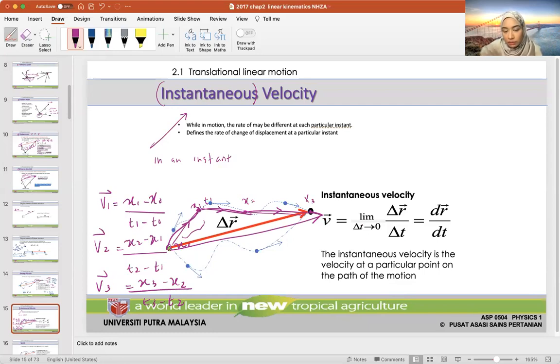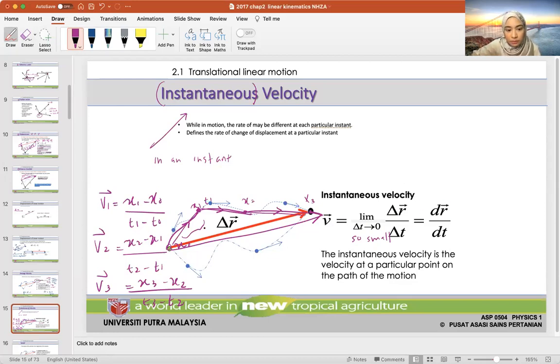So as you can see here, V instantaneous, dia tak ada simbol ni sebab ni bukan average. V equals limit of delta T approaches 0. Maksud kat sini, duration of T is so small that it approaches 0. Okay, itu maksud kat sini. Delta T arrow 0, it is so small, it approaches 0.